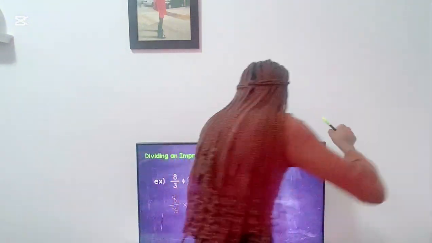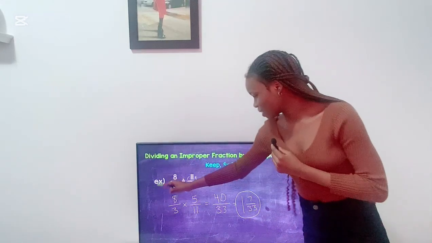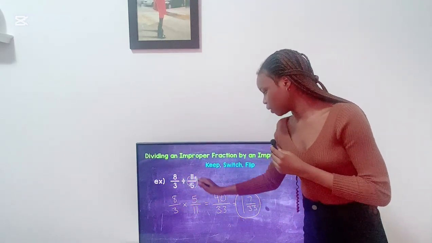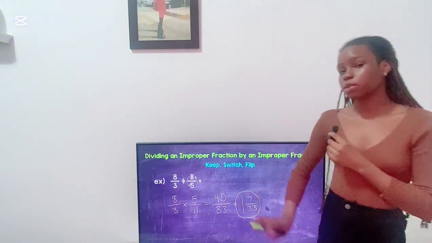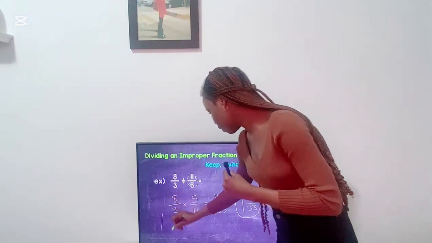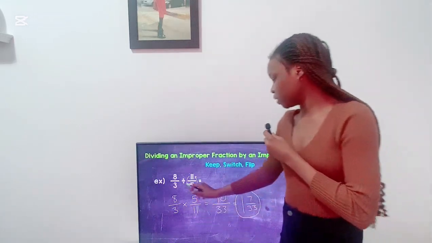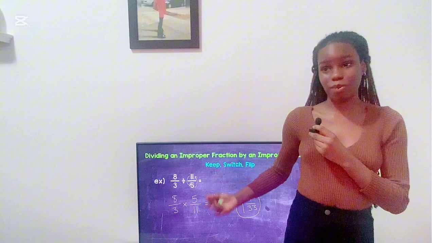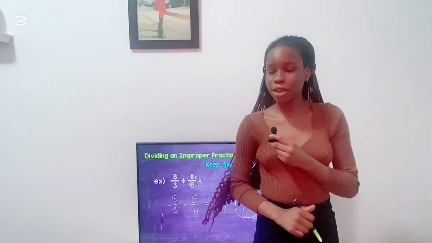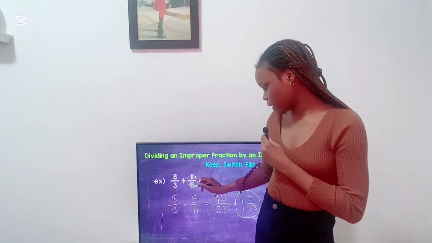Oh, sorry. I have to go this way so you can see the board. So for example, we have 8 over 3 divided by 11 over 5. This is how you're going to normally see it. I'm going to write this 8 over 3, which means we're going to keep this the same. And we're going to switch, so our division becomes multiplication. We're going to times it, and then we're going to flip. So our 5 will be our numerator, and our 11 will be our denominator.